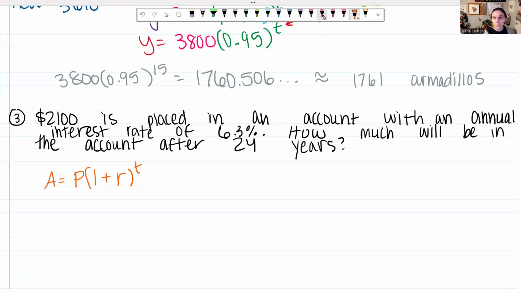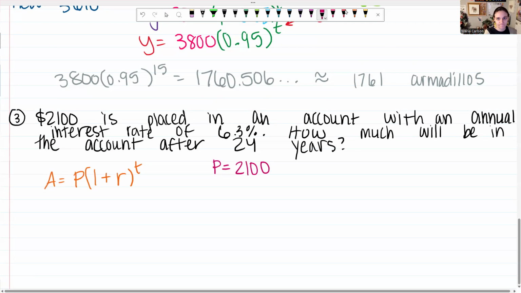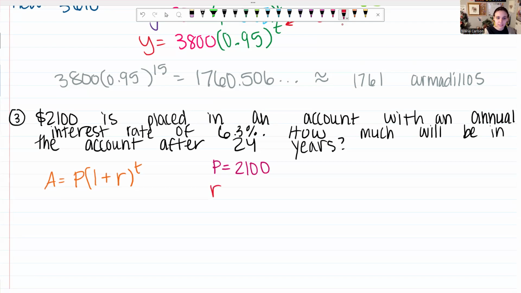So our principal, the initial value we have in the account, is $2,100. And the rate is 6.3%. So I'm going to turn that into a decimal by taking 6.3 and dividing it by 100, or moving the decimal 2 places to the left. And that will give us a rate of 0.063 being added on each year.